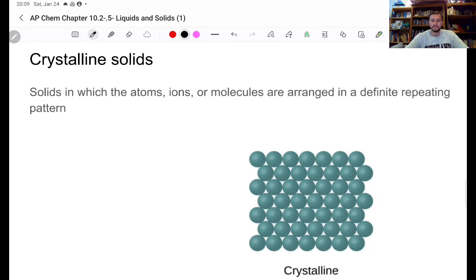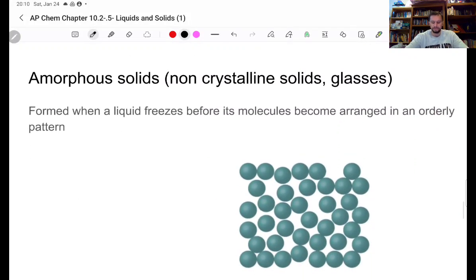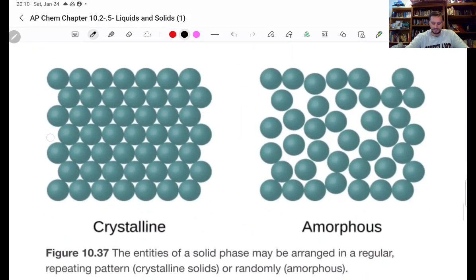So first of all, we have crystalline solids. We're talking about different types of solids, different types of solid matter. Crystalline solids are solids in which the atoms, ions, or molecules are arranged in a definite repeating pattern. This is different than amorphous solids, which are not crystalline. This is formed when a liquid freezes before its molecules become arranged in an orderly pattern. And so you can see a comparison here. In amorphous solids, the molecules didn't freeze with a lot of time. They were frozen very quickly, and so they didn't get in a nice normal crystalline pattern.